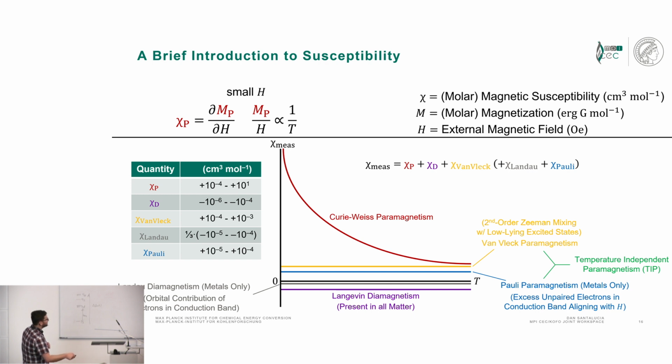It's a bit of a hand-wavy way because usually we don't calculate these explicitly. We just look at our sample and say, okay, it has this much TIP. I don't know what exactly is contributing to that, but that's where it's coming from. And therefore, whatever's left over is the susceptibility I'm interested in, which is Curie-Weiss paramagnetism, okay?